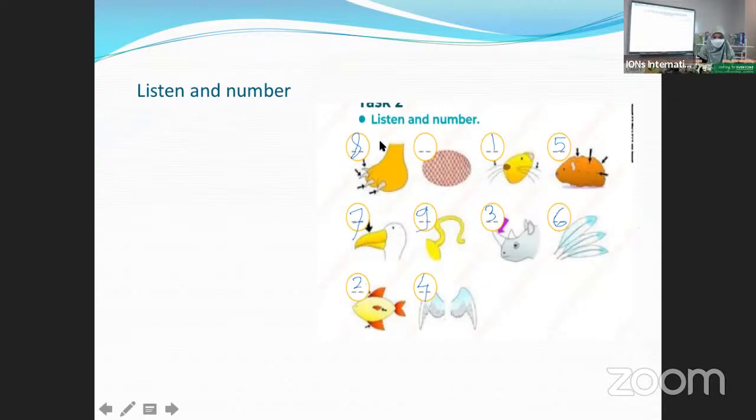And the last one, of course, this one. What is it called? We can listen to it together. Ten. Scales. Scales actually is in the fish body. So the last answer is scales. So many scales.